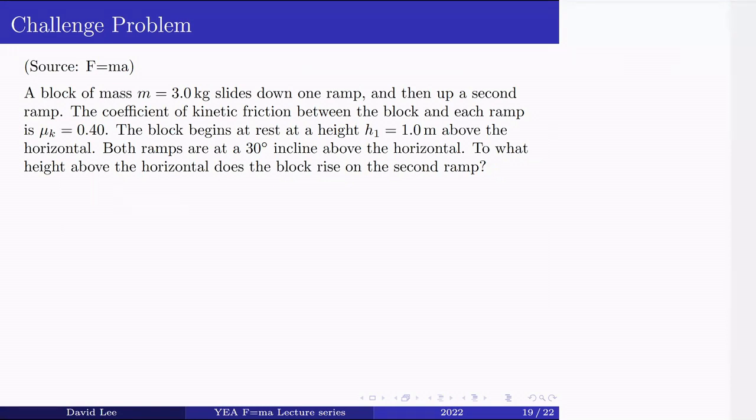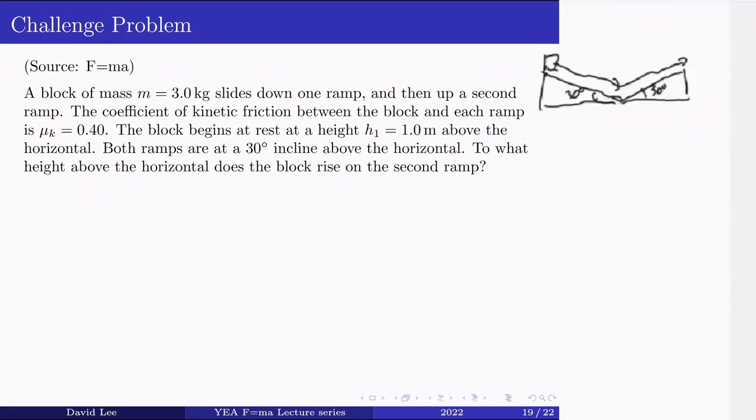We have a block of mass 3 kilograms, and it's sliding down one ramp and up a second ramp. Both of the ramps are inclined at 30 degrees. All right, what does this look like? So we have one ramp here and another ramp here. This is 30 degrees, and this is also 30 degrees. So our mass here goes down this ramp and then up this ramp.